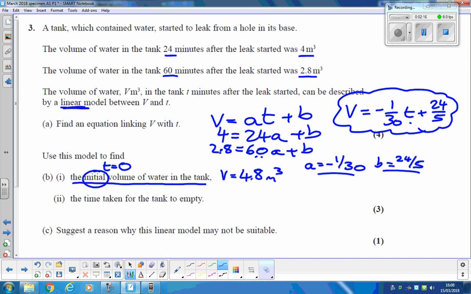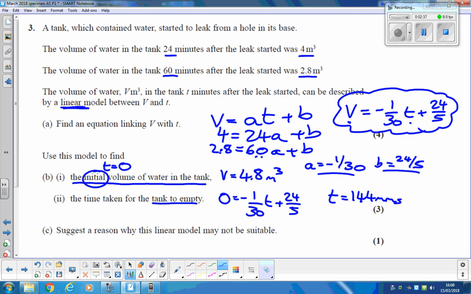The time taken for the tank to empty. This means I want V to equal 0. I don't want anything in there at all. V equals 0. And so I'm going to add this to both sides and times by 30. And that's going to get me that T is 144 minutes.